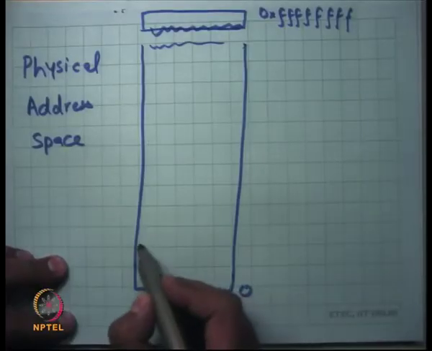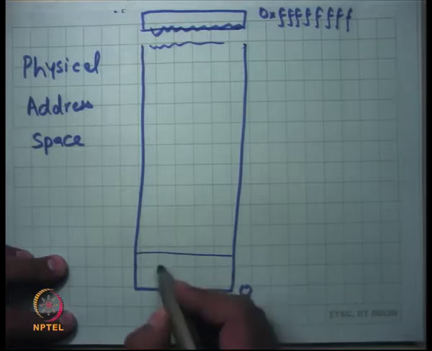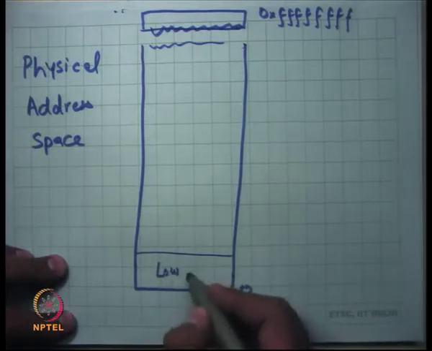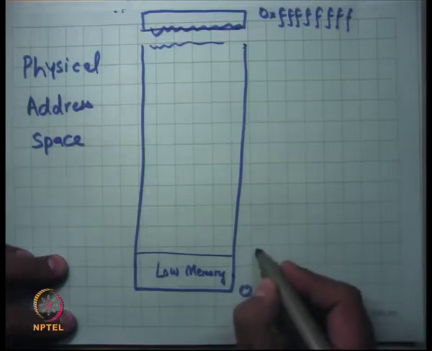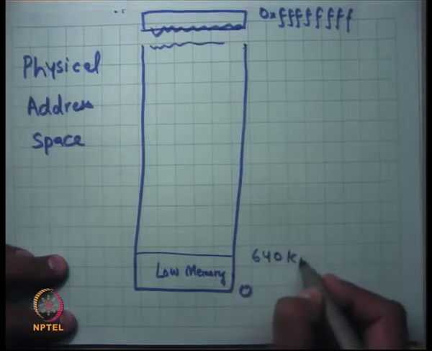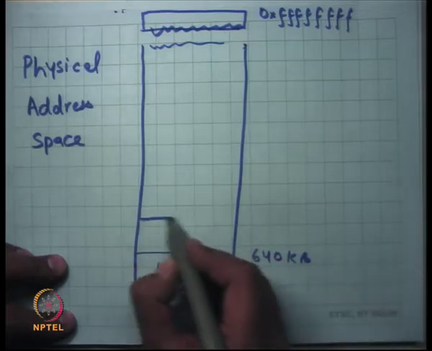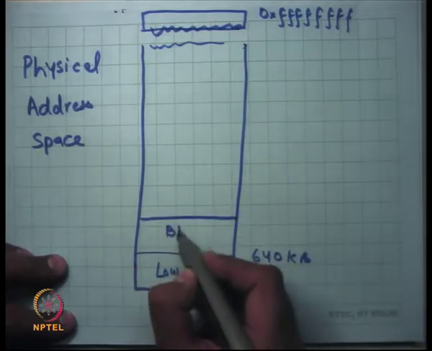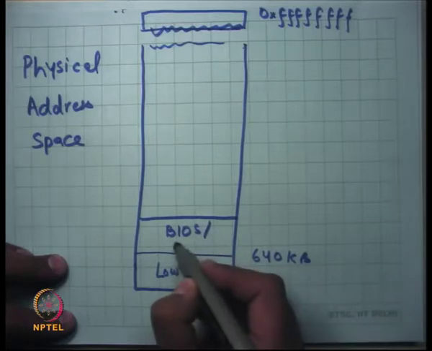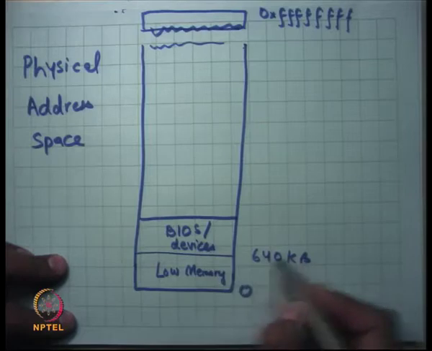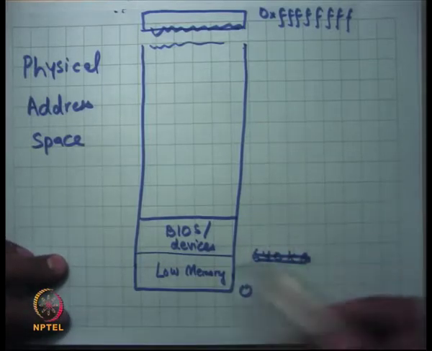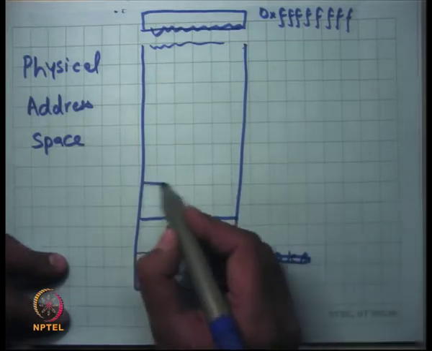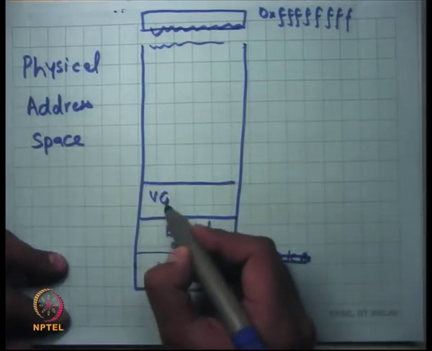So there's something called low memory, right, till 640 KB. Then there is BIOS/devices. Right, not necessarily in this order, but let's forget about exact numbers, and let's just say what all exists. So there are BIOS and devices, then there is VGA memory.